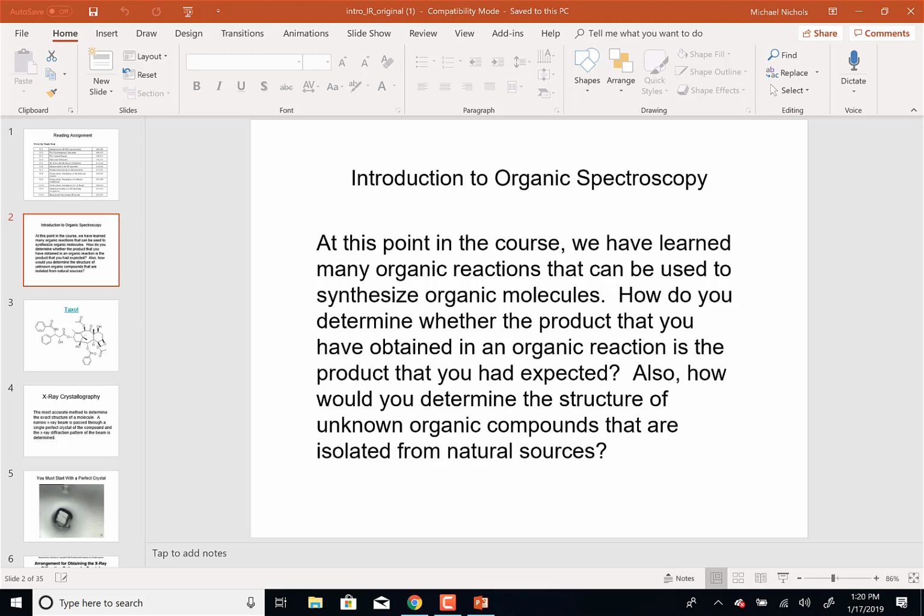KMnO4 will react with a double bond, either to add two OH groups, cis, or it'll cleave the double bond, but either way, the purple color will disappear, and the product of that is MnO2, which is a brown precipitate. So people came up with all these different color tests that you could do.